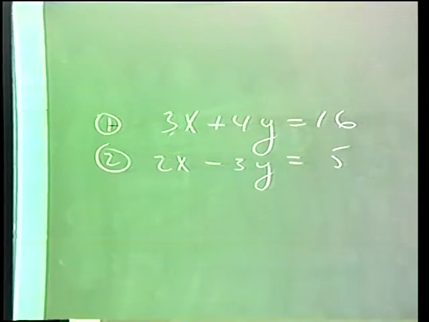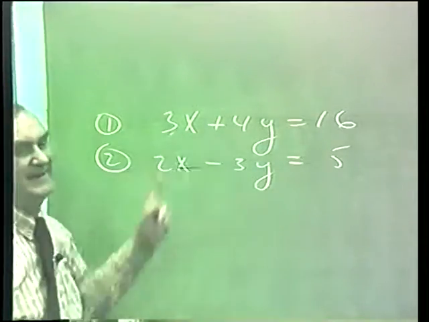Our job is to get one of the variables to have the same coefficient, the opposite sign, so that when we add the two equations, we lose that variable. Karen, does any of the variables have the same coefficient? No. The x's are different, the y's are different. Do any of the variables have opposite signs? The y's. So I want to attack the y's. I want to try to eliminate the y's.